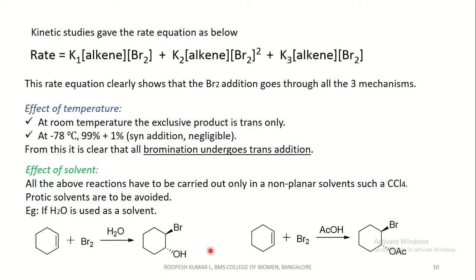As I said in the previous example, if you continue the same reaction in acetic acid, you get an acetate. Since water is used as a solvent here, you get a bromohydrin. Here, if you use acetic acid, you get an acetate. So you will get a mixture of products. Instead of a dibromo compound, you get a bromohydrin as well as a bromoacetate.